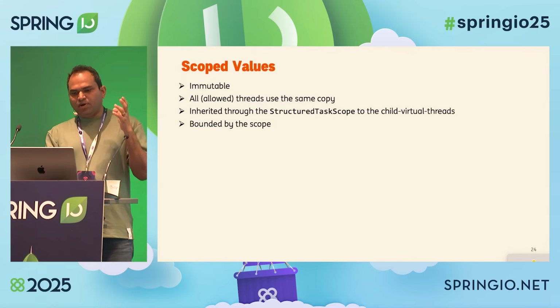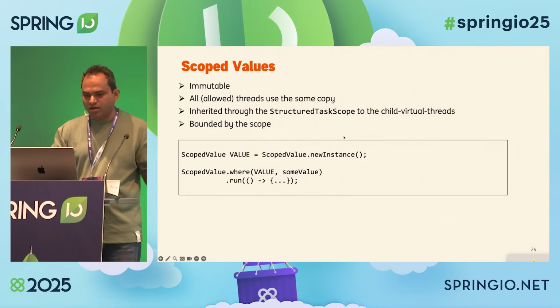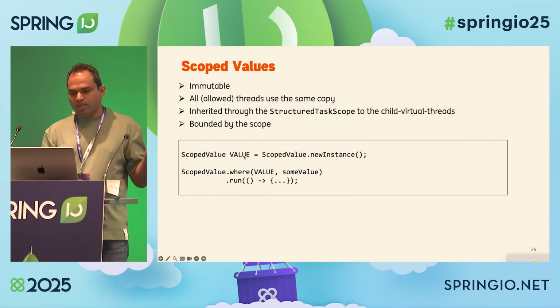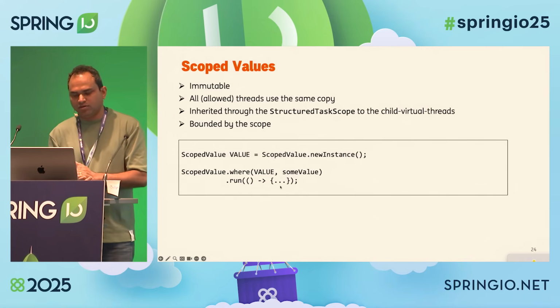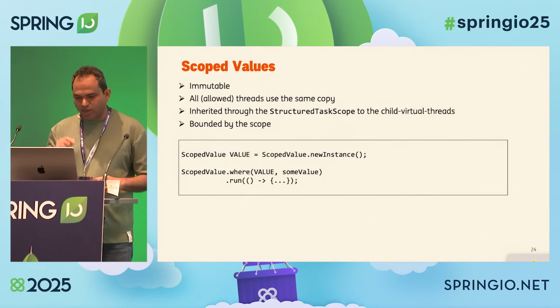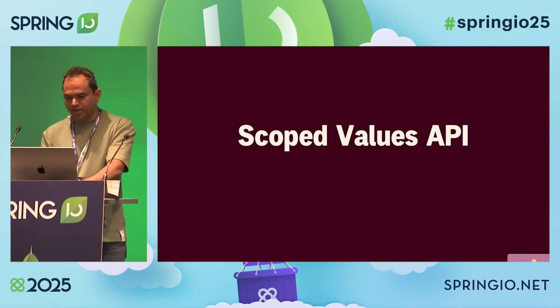And finally, they are bounded by the scope. So here you have an example where a scoped value called value is being set to some value, and this value is only accessible in the bounds defined by these curly brackets and nowhere else. So again, you don't have the issues of unbounded usage of ThreadLocals here. Okay, let's go ahead and see an example by exploring the scoped values API.